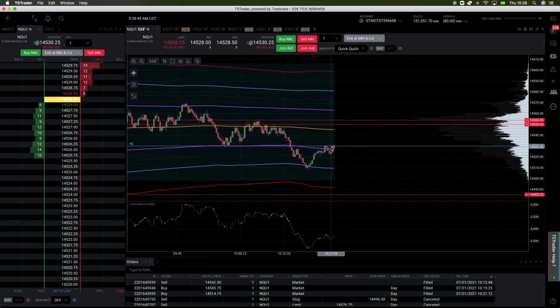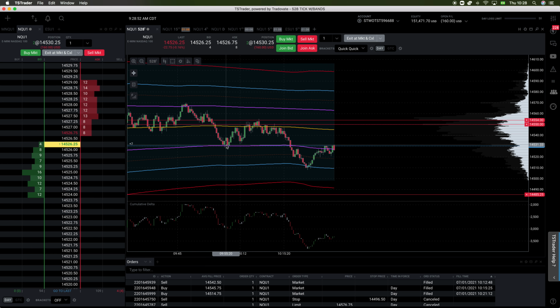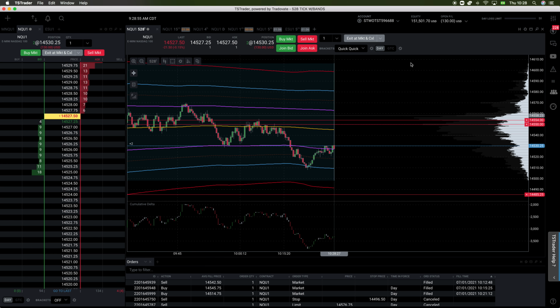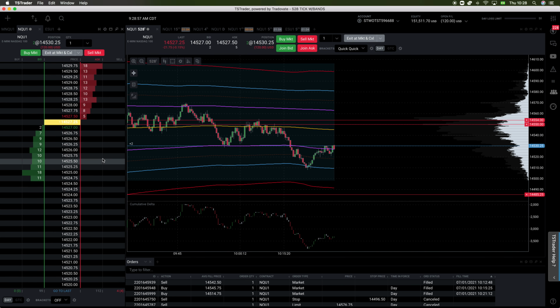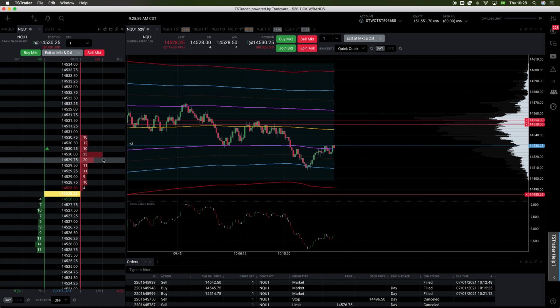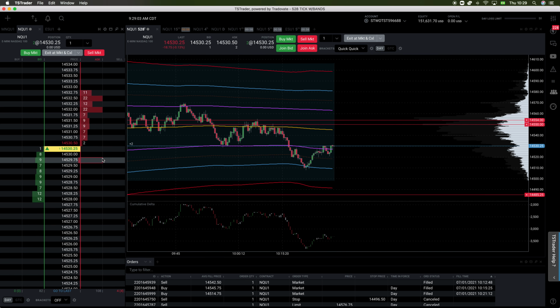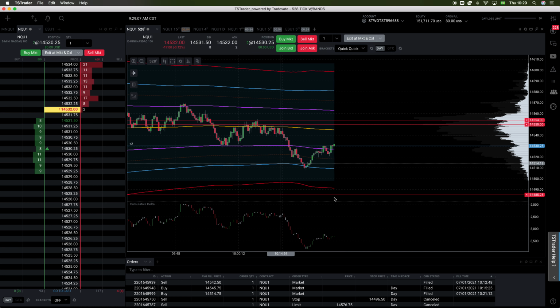Immediate rejection off of 30, man, right off of our average price, which is really annoying. But we're trying to push it. About a minute left in this candle. Trying to break it now. Let's see if we can. Hopefully we can.